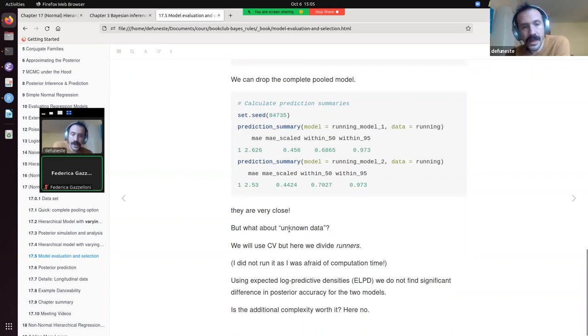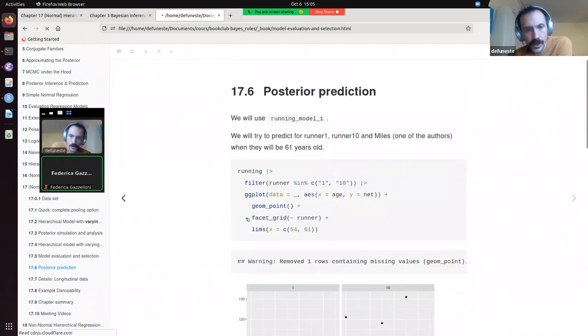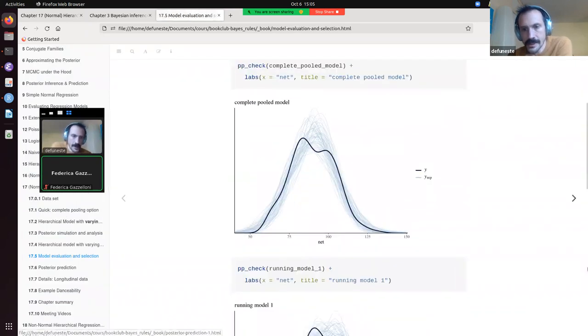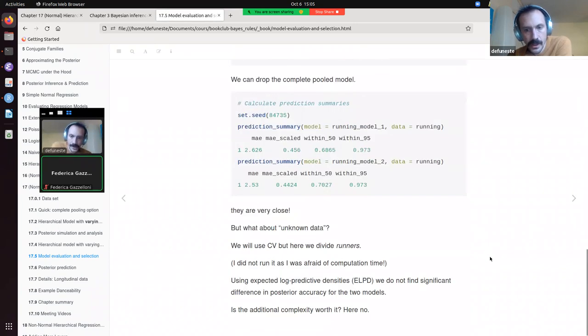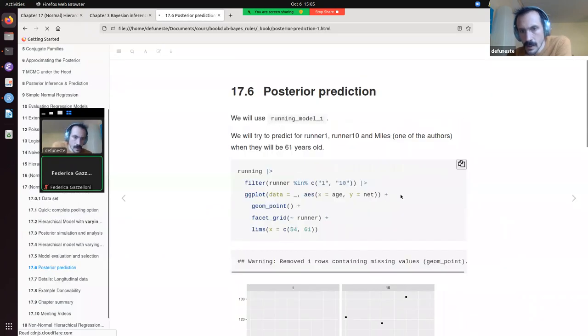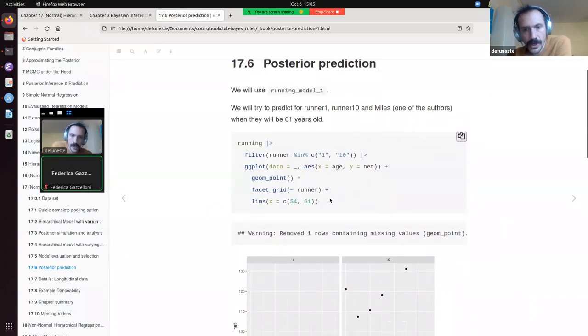On the new data, I haven't run them, but I trust the authors. That means if we do cross validation, we need to be careful that it is not between the races but between the runners. We do not have too much difference. So that brings us to: is all this complexity worth it or not? And here, for our work, it's no. So doing posterior prediction is the same.